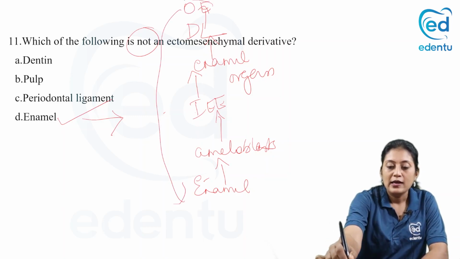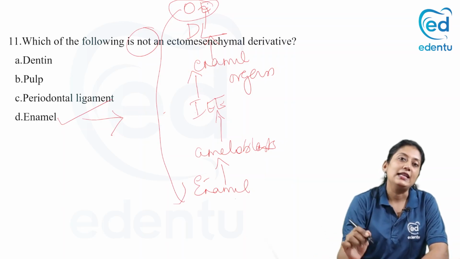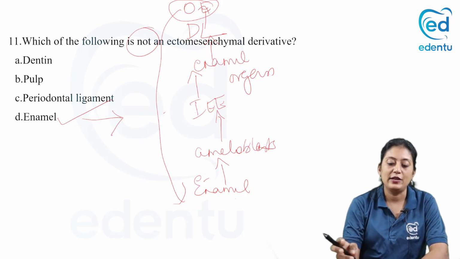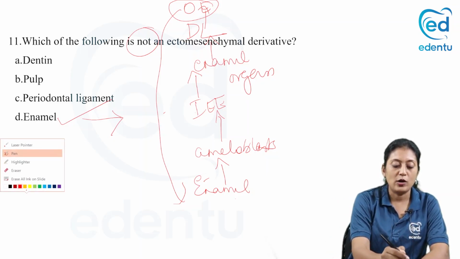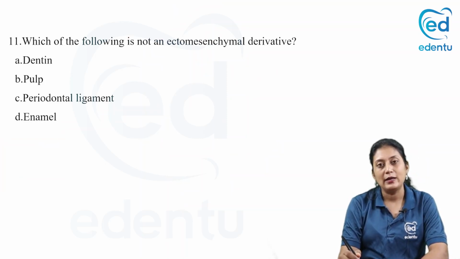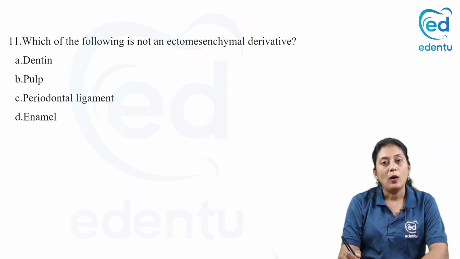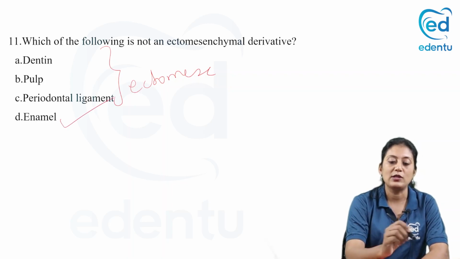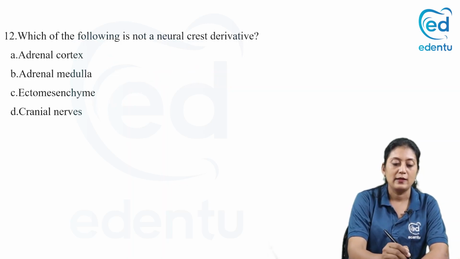Therefore, enamel is an epithelial derivative. So, only enamel is an epithelial derivative. All the other tissues, dentin, pulp, periodontal ligament, alveolar bone, cementum, all these are ectomesenchyme. Only enamel is epithelium. So, the answer is enamel.